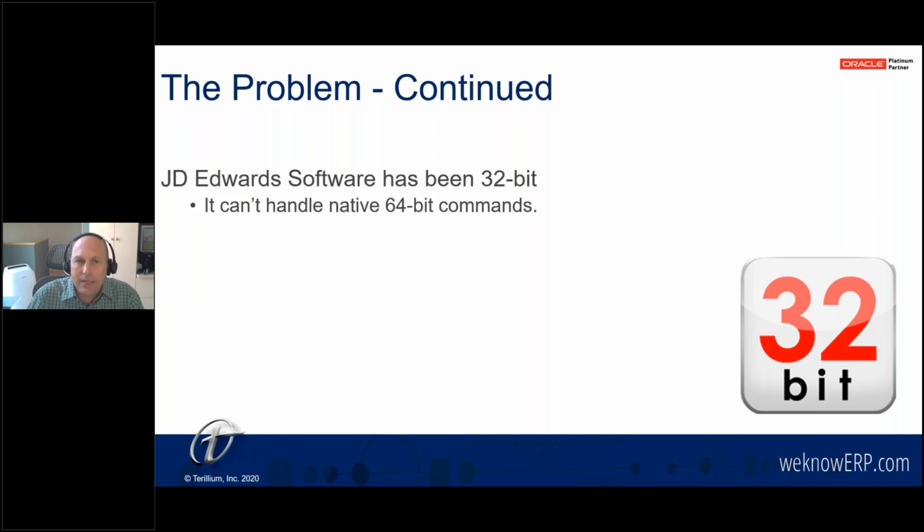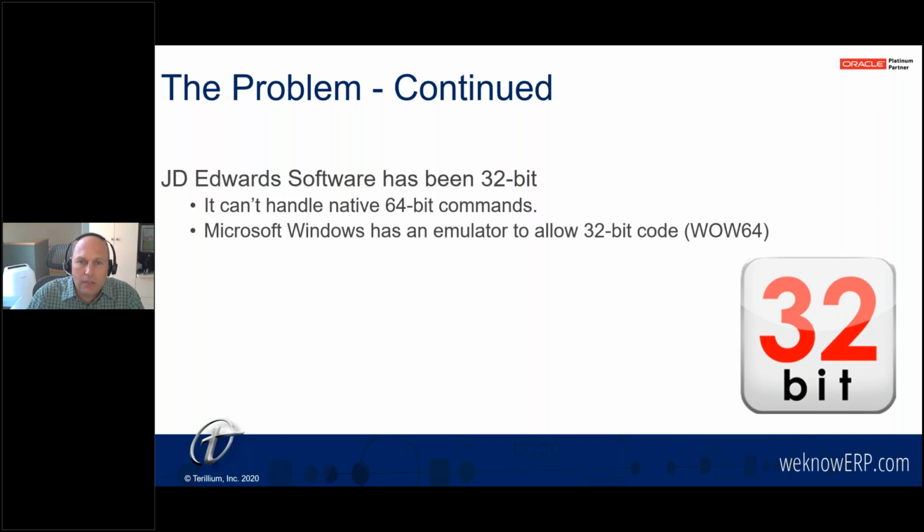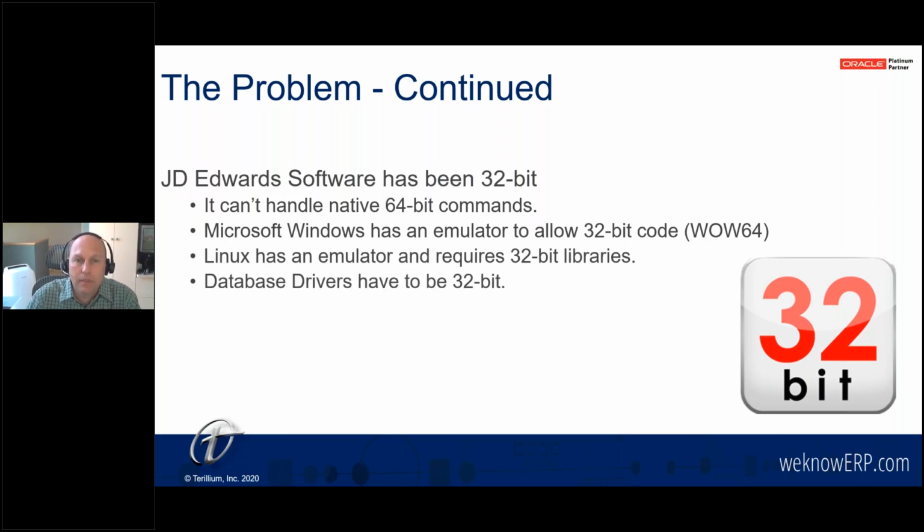32-bit can't handle native 64-bit commands. It's one of its limitations. So what happens is Microsoft has an emulator that actually has to run, with its overhead, on 64-bit hardware so that you can run 32-bit code. In Microsoft, it's called the WoW64 emulator. Linux has a very similar type of emulator.